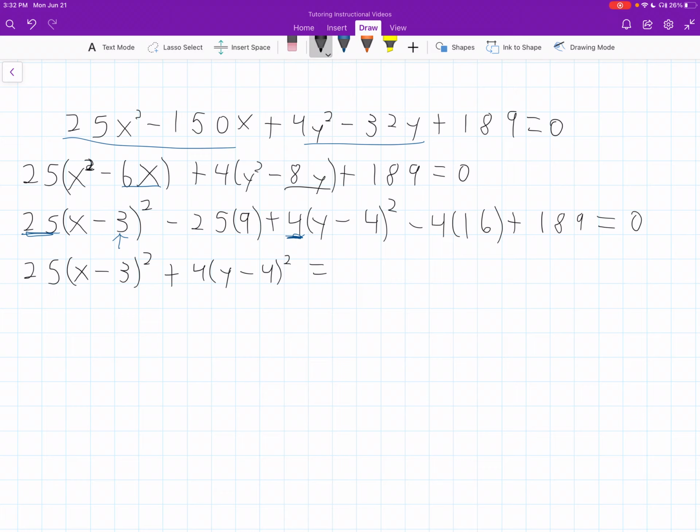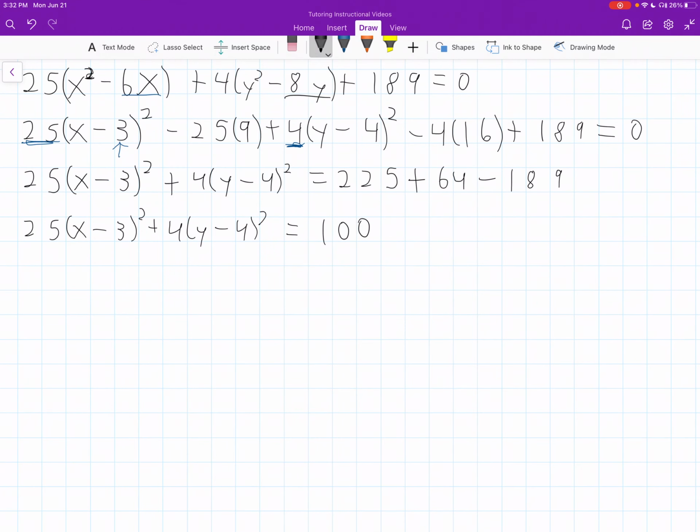And then, okay, so I move everything over. So this is plus, and I'm also going to multiply. So 25 times 9 is actually 225. 4 times 16 is 64. And then I move the 189, which becomes negative, moving to the right side. All right, and let's just simplify that quickly. And if you do the math, that comes out to plus 100. All right, so now this is looking more like our typical ellipse equation.